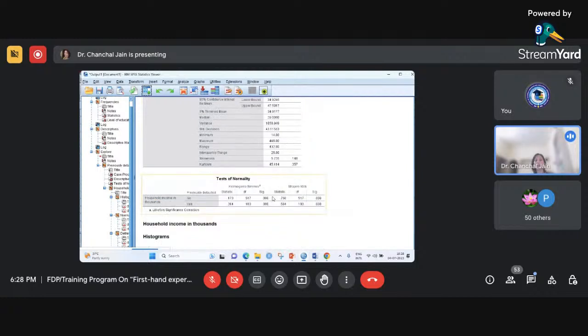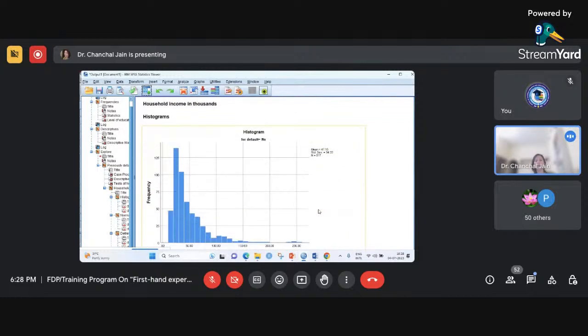Coming to the normality, you can check for normality for the yes and no categories both. I suggested that up to a 1000 sample size, we can report Shapiro-Wilk, right? So we are using Shapiro-Wilk for both the categories. We can see for the no category and yes category both, the significance value is less than 0.05. So we can conclude that the variable is not normally distributed, right?